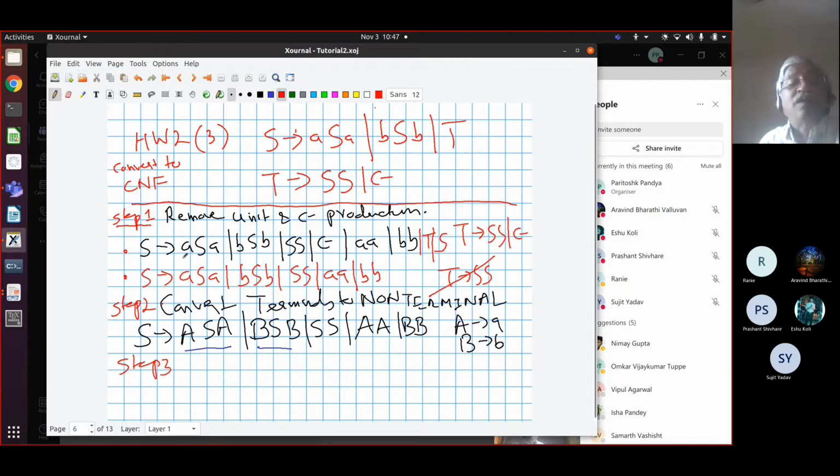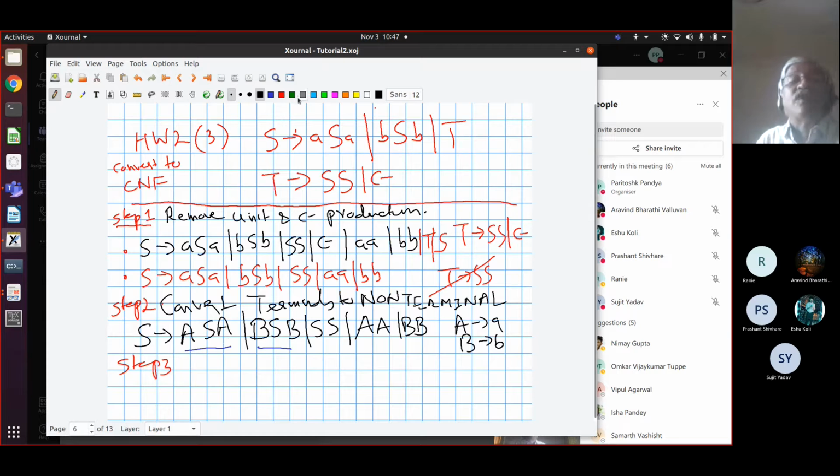By the way, this step 2 will give you the same language as the previous step's grammar. Because instead of directly writing small a, we have written capital A, which can only be written as small a. So it will take 2 steps instead of 1 step to get this.